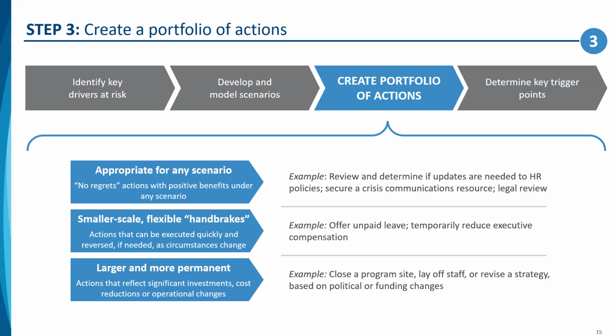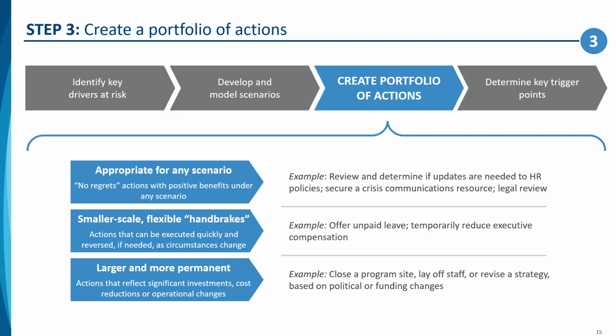And many of you may have already started down this path. Here we're talking about things like reducing discretionary spending, making necessary investments to protect and support your staff, and proactively reaching out to funders or lenders. The second category is one that includes smaller scale flexible investments or cost reductions. For example, you may need to furlough staff due to a halted program.